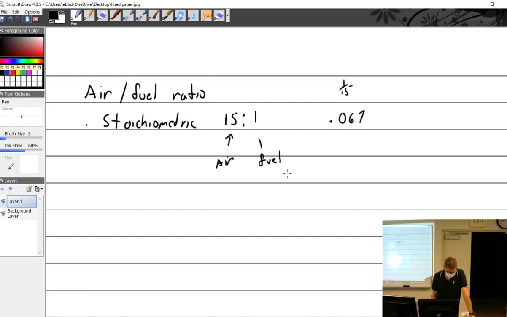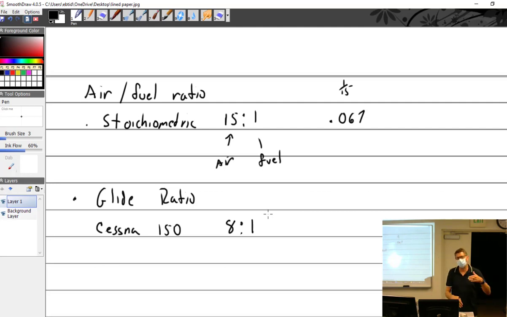Let's see. I can throw in one more. Glide ratio. Like a Cessna. Cessna 150s, 170s, I think even the 180s have a glide ratio of 8 to 1. So for every 8 feet it moves forward, it will fall 1 foot, or every 800 feet forward, 1 down. Every 8,000 feet forward, 1,000 feet down.